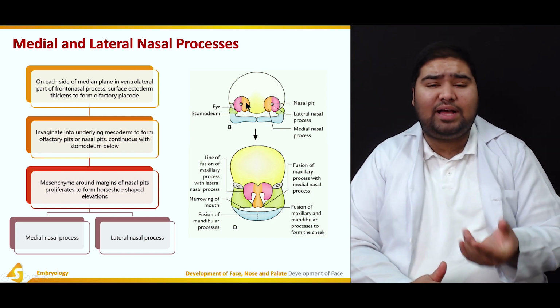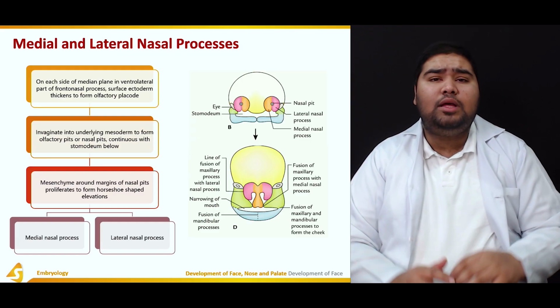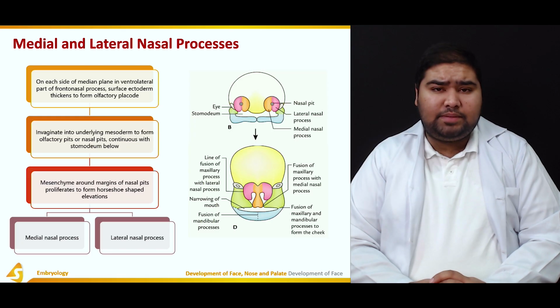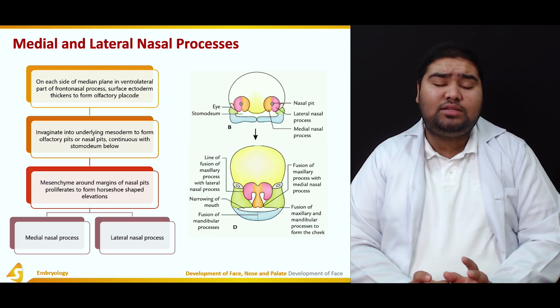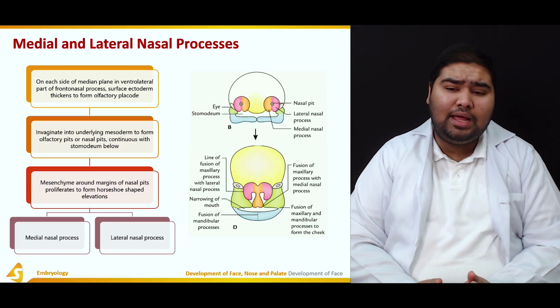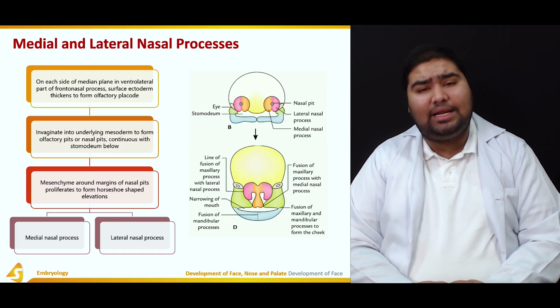So there was an olfactory placode which was formed in the ventrolateral aspect of the frontonasal process. This olfactory placode finally subdivided to form a medial nasal process and a lateral nasal process.